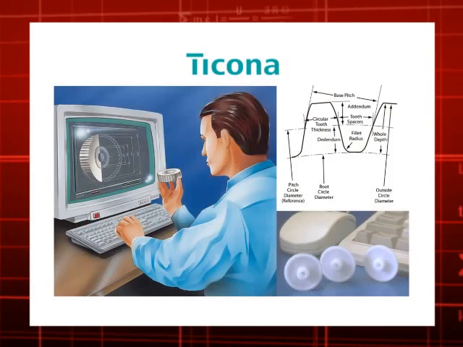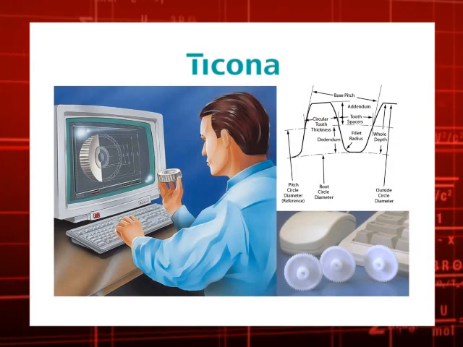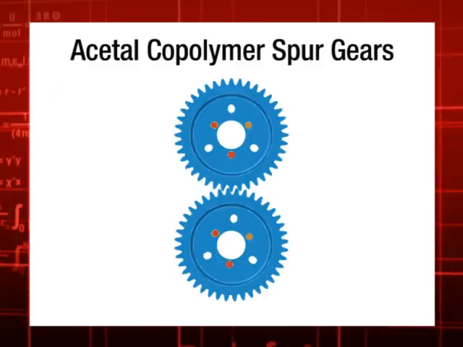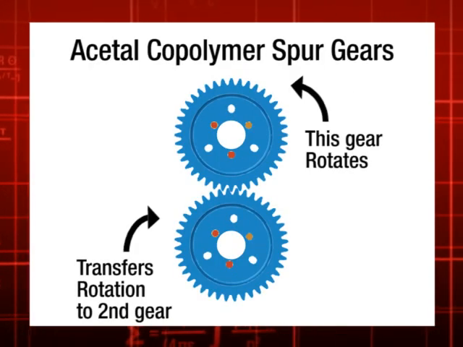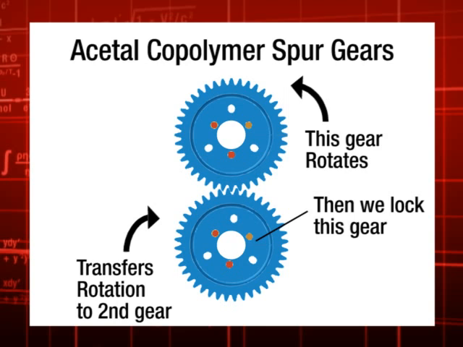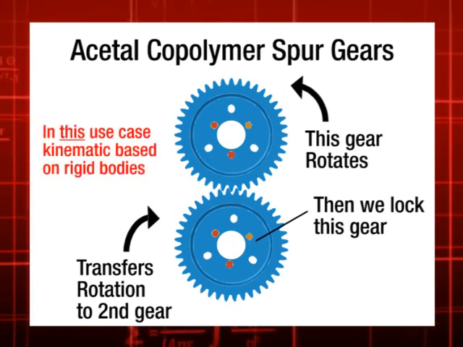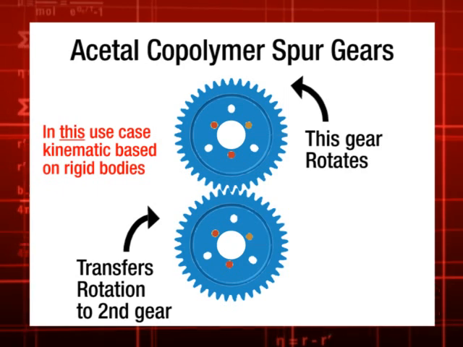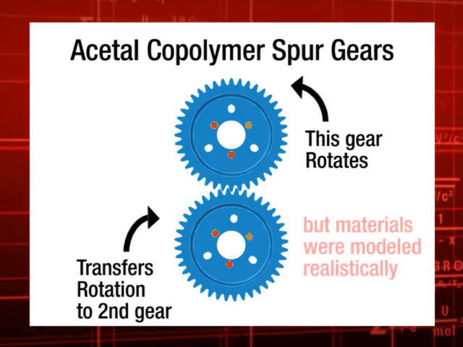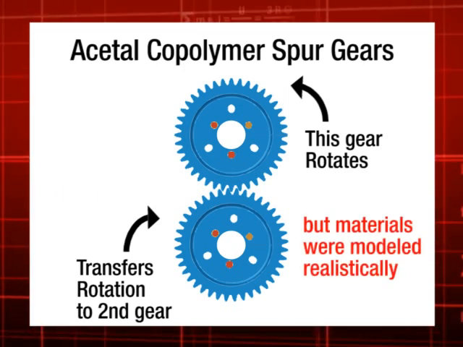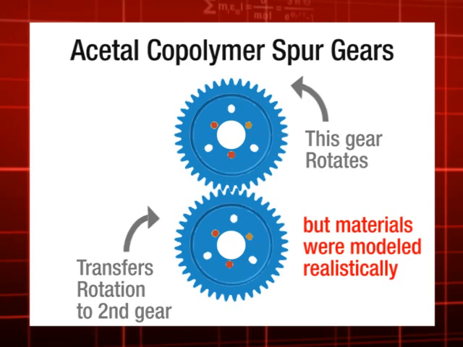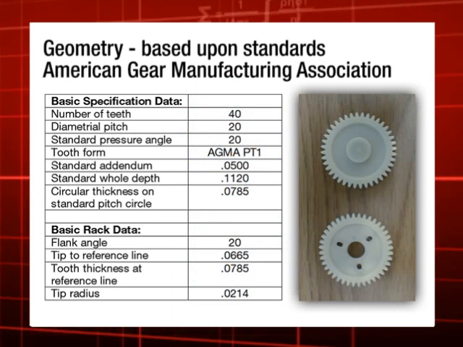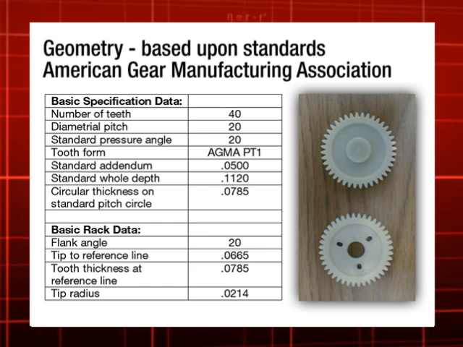The spur gears, geometry, material data, and test machines were provided by Ticona. The primary function of these spur gears is to transmit rotational motion from one gear to another. The design of the kinematics of the gear set is geometrically controlled as if it were a rigid body. However, for real materials, the choice of materials becomes critical in the design. The geometry of the gear teeth was based upon standards from the American Gear Manufacturers Association.